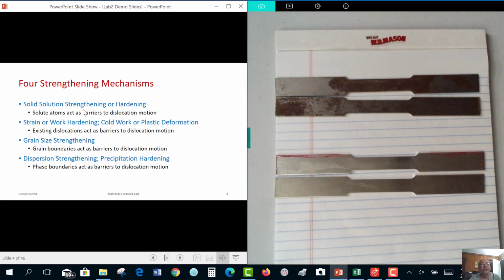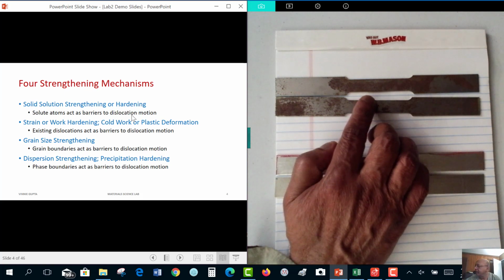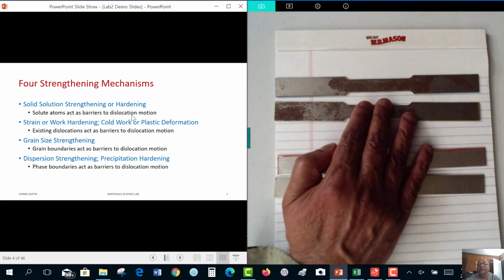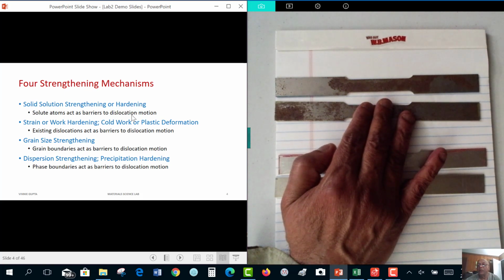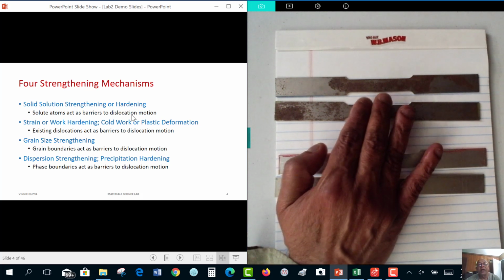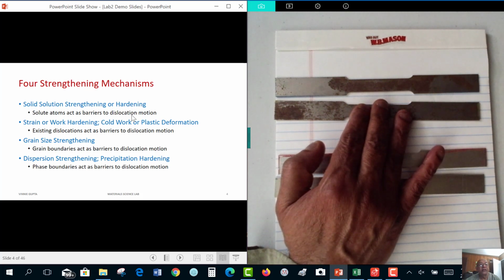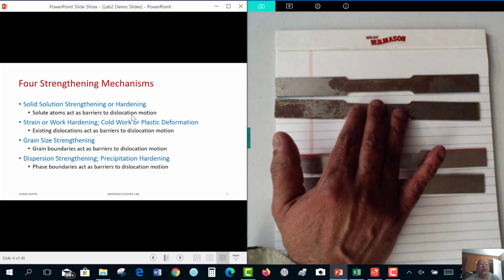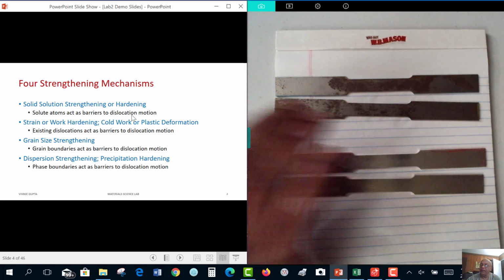So what is solid solution strengthening or hardening? Here, solute atoms, atoms that are dissolved, act as barriers to dislocation motion. For example, in our sample here, we have steel. This is the sample you're going to be working with. And as you know, in steel, we dissolve carbon in iron. By dissolving very tiny amounts of carbon in iron, we can make steel much, much stronger than pure iron.